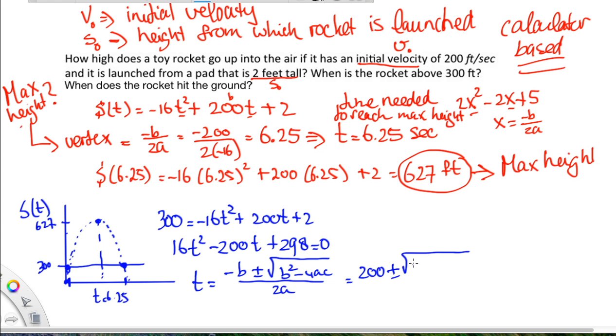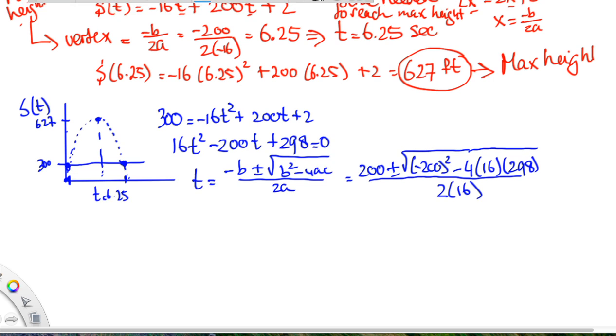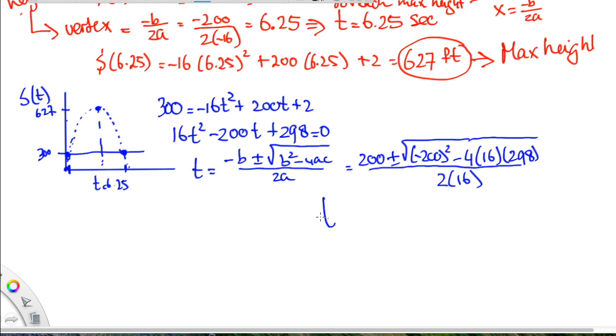And then we square the negative 200. And then minus 4, and a is 16, and c is 298. And all this is divided by 2 times 16. Okay, so that means t is, and I would do it this way. I would now get a calculator and figure out what I get underneath.